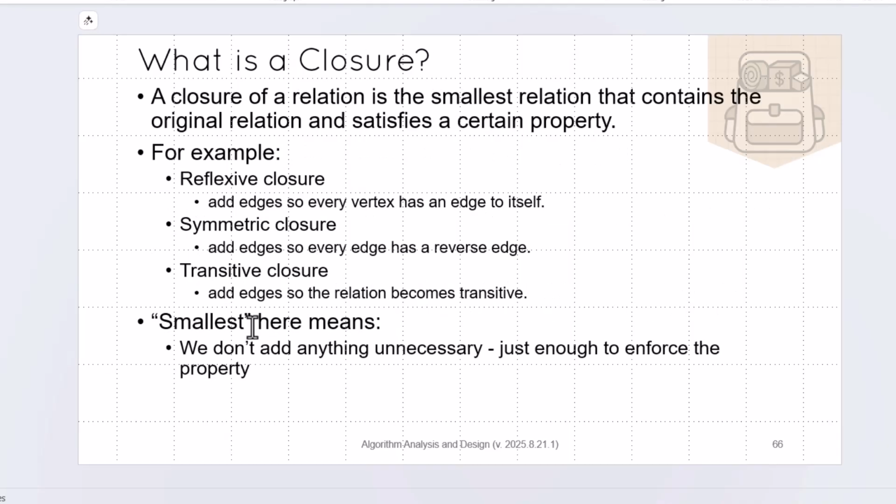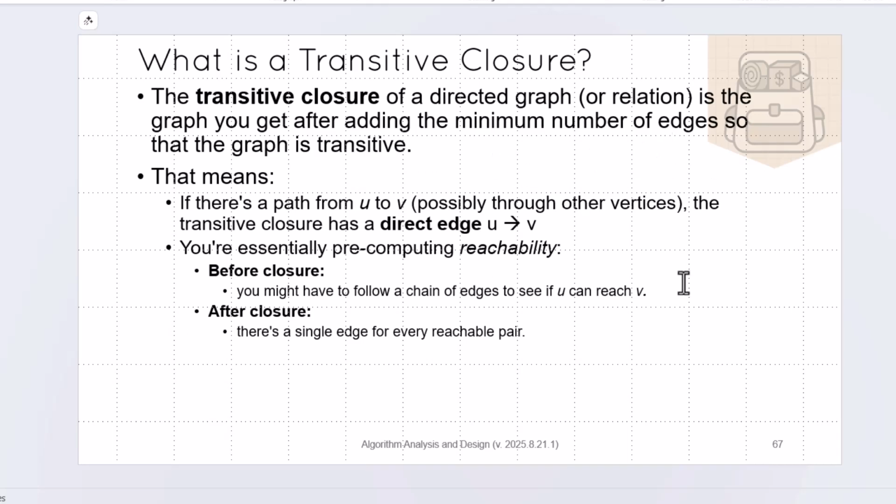So we have a direct. Smallest in this case, smallest relation, means we don't add anything unnecessary, just enough to enforce this property. So what is a transitive closure? When we combine these two concepts, the transitive closure of a directed graph or relation is the graph you get after adding the minimum number of edges so that the graph is transitive.